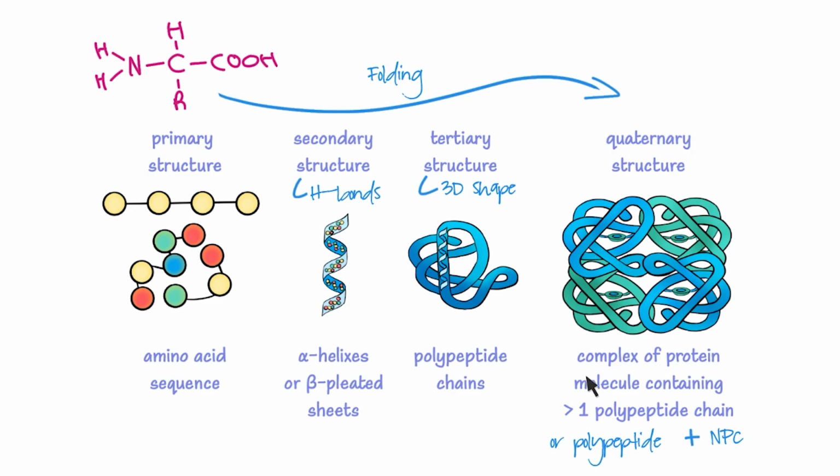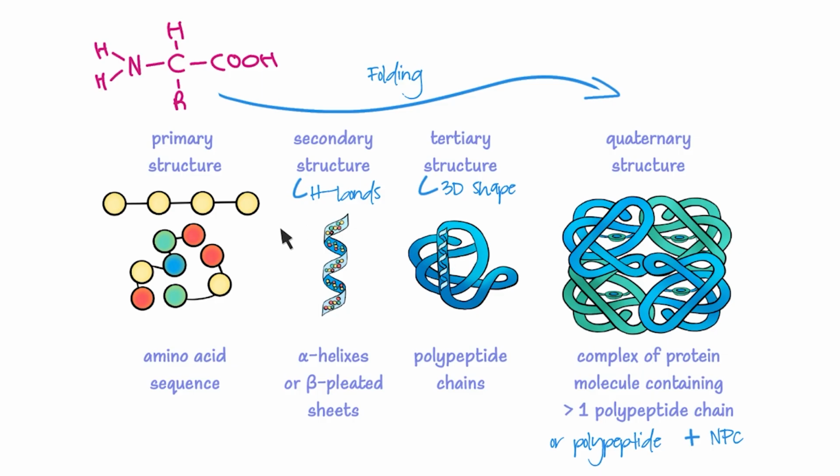So whether that's multiple polypeptides binding with each other or a non-protein component binding to the polypeptide, either way, that is the quaternary structure. Okay, so we get how that works. Once we have our sequence of amino acids, we understand how it progresses to form a secondary, tertiary, and quaternary structure. But let's back up for a second.